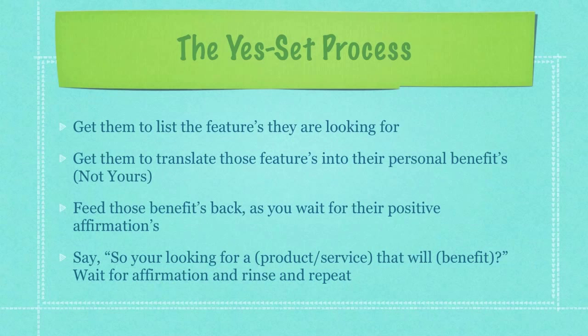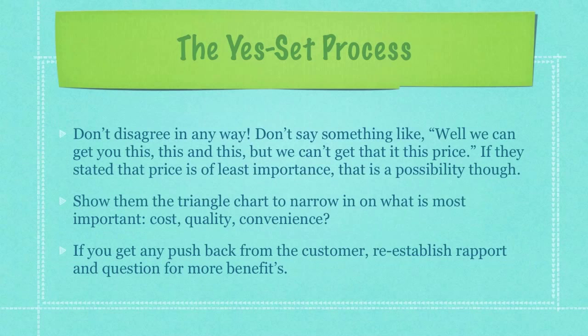Get them to list the features they're looking for, get them to translate those features into their personal benefits, not yours. Feed those benefits back as you wait for their positive affirmations. Say, for example, so you're looking for a product or service that will provide this benefit. Wait for affirmation, rinse and repeat. You should never disagree in any way. Never say, well, we can get this, this, and this, but we can't get this at this price. If they stated that price is of least importance, this may be a possibility though.